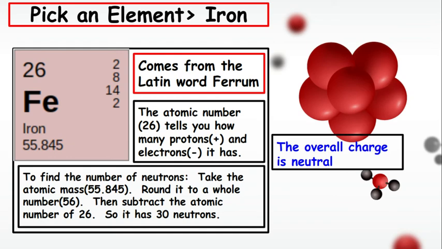If you remember your rounding principles from mathematics, 5 or above, give it a shove. 5 or below, let it go. So we take the atomic mass, 55.845, round it to a whole number, which is 56. Then we subtract the number 26, which is the atomic number. So 56 minus 26 gives you 30 neutrons. So iron has 26 protons, 26 electrons, and 30 neutrons.